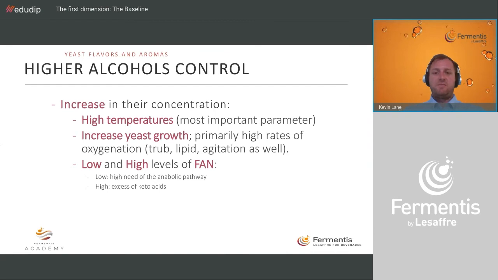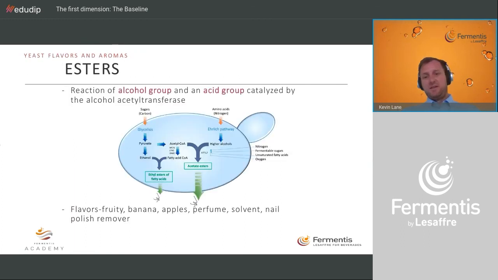To increase the concentration, ferment at higher temperatures. It's the most important parameter. Increase the yeast growth, primarily high rates of oxygenation, true lipid or agitation as well, and also low and high levels of FAN. The low requires a high need of anabolic pathway, the high excessive keto acid production inside of the cell. And then again, like I was saying, with yeast not being a perfect organism, it overproduces the keto acids and then has to do something with it. So it produces the higher alcohols.